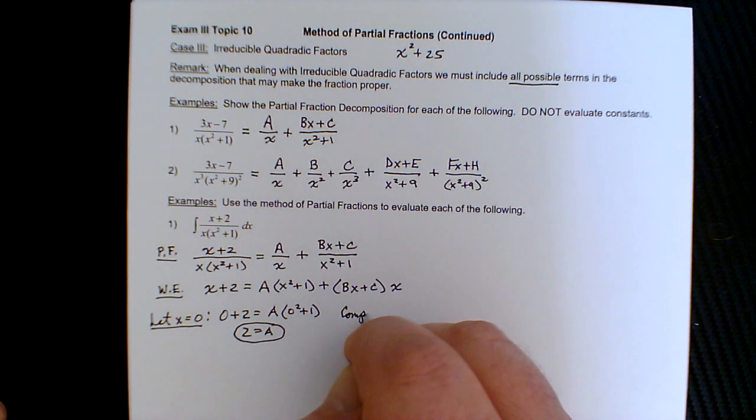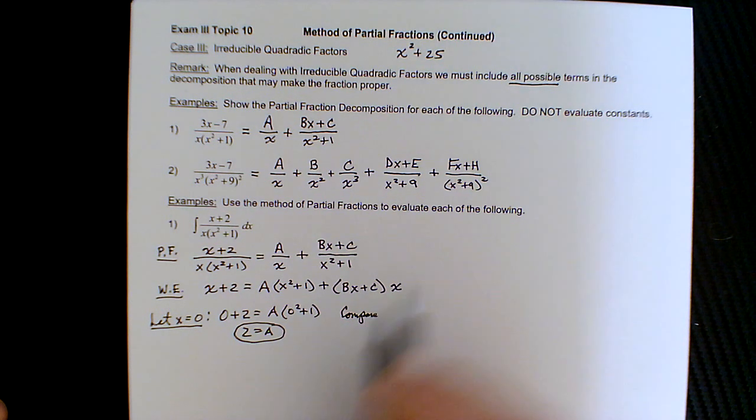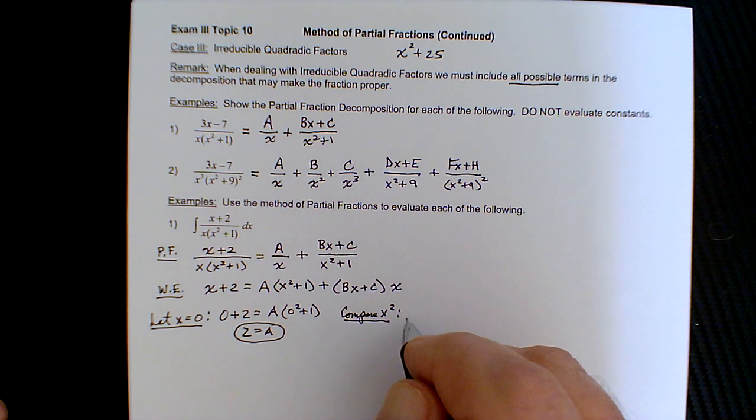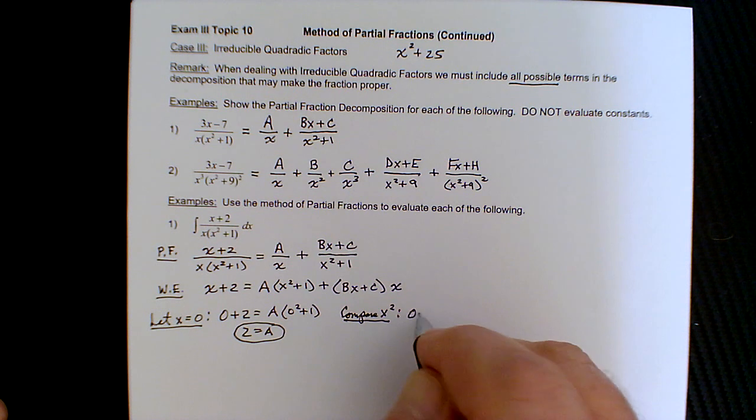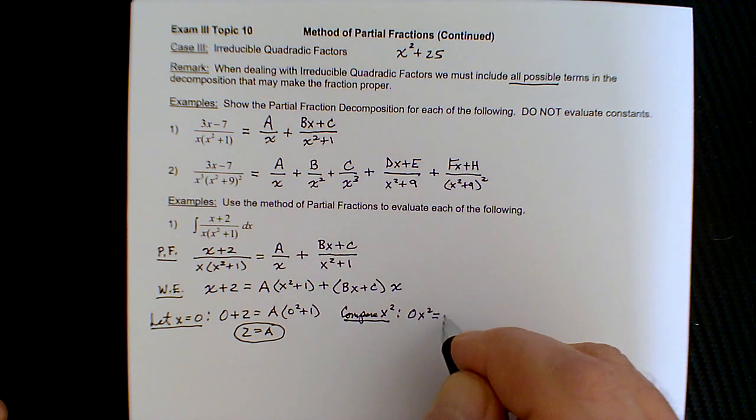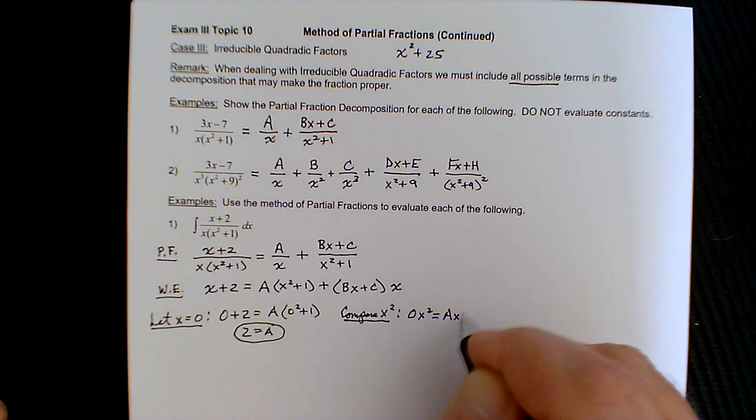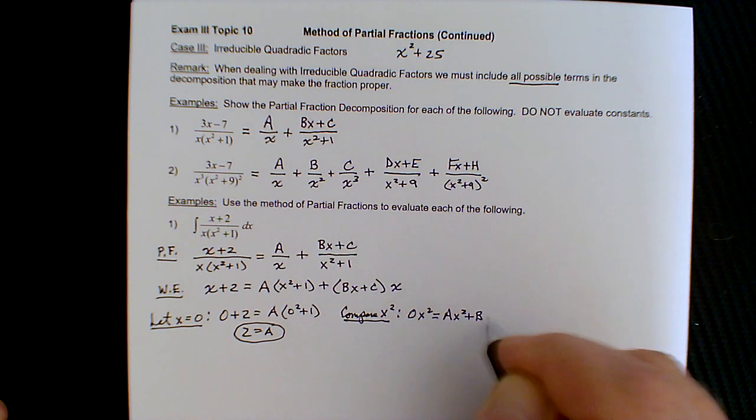So let's compare. We want to find b, so let me think about b is associated with an x squared. So compare the x squareds. On the left we have 0x squared. On the right there's an ax squared plus a bx squared.